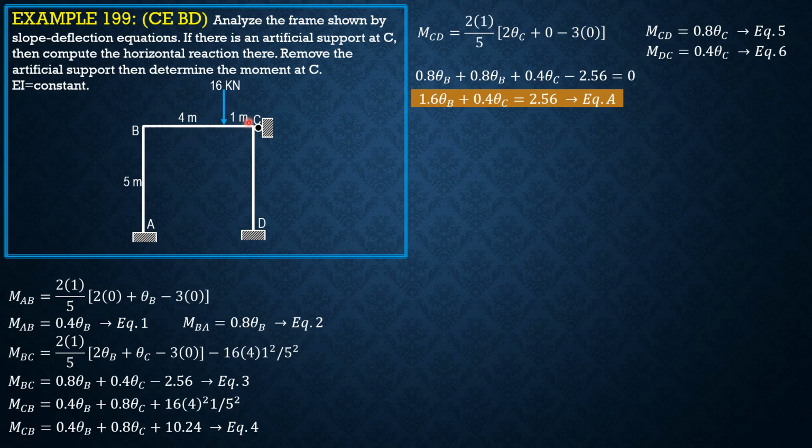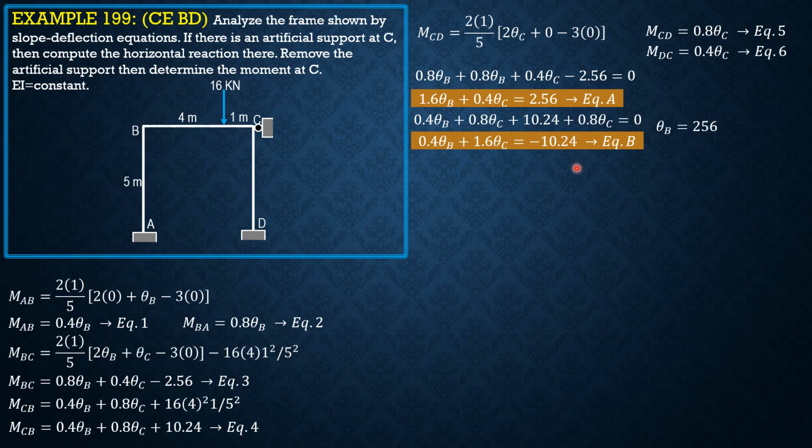Then at C, MCB plus MCD equals 0. MCB is 0.4 of theta B plus 0.8 theta C plus 10.24 plus MCD, which is 0.8 theta C, equals 0. So combining like terms, 0.4 theta B plus 1.6 theta C equals negative 10.24. So solving equations A and B simultaneously, we get theta B equals 256 over 75 EI, and theta C is negative 544 over 75 EI.